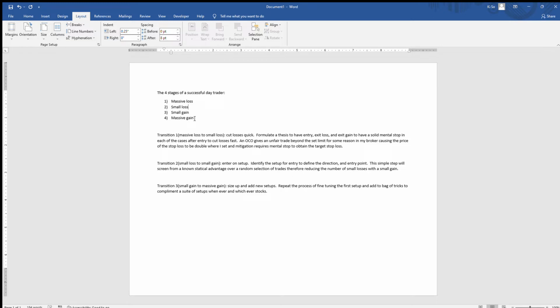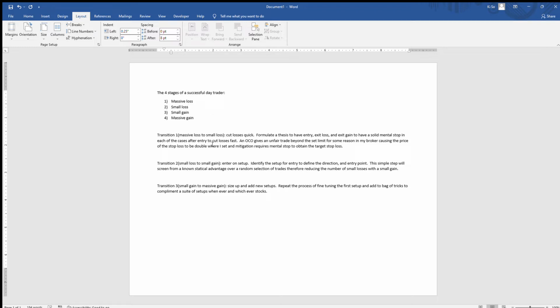So this is a critical step that I need to write down, and I need to make sure I get this down. If I don't get this down, then I cannot transition between the four stages of a successful day trader. And in the past, I did not do this. Now I have to, in order to move up and transition.